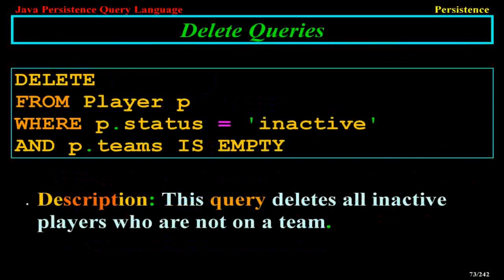DELETE FROM Player p WHERE p.status = 'inactive' AND p.teams IS EMPTY. Description: this query deletes all inactive players who are not on a team.